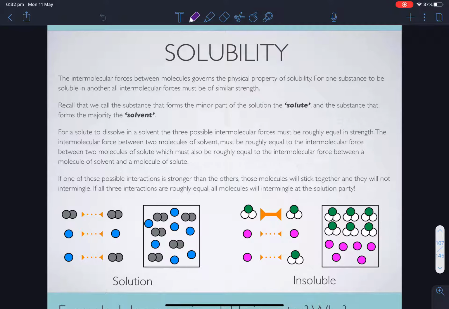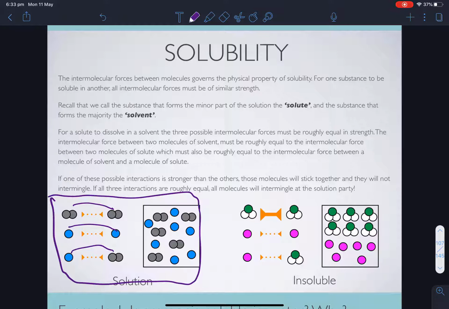Anyway, I'm daggy. Here, down the bottom, I'll draw a box around it, we've got a solution, because the intermolecular forces between these two are roughly equal to the intermolecular forces between these two, and roughly equal to the attractions between one of each. So you end up with a solution because they're all attracting each other just as much. There's a little pull towards all of them, all roughly equal, and they can all mix and form a homogeneous mixture, evenly distributed and random.